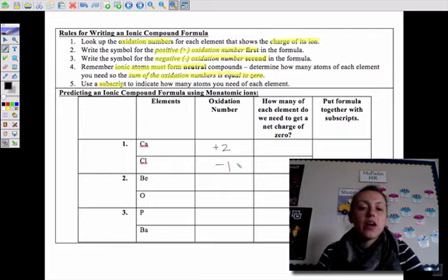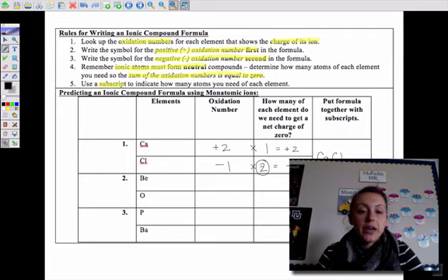Now, I have to think to myself, how can I get this to be neutral? And my answer is, well, I need 2 of these. I'd have 1 calcium, which would be +2 as an overall charge. But if I had 2 chlorines, that means I would have a -2. And +2 minus 2 is 0. So I would need 1 calcium atom and 2 chlorine atoms in order to get a neutral compound. So I have Ca, and I'm not going to put a subscript because I only have 1. And then Cl, and because I need 2 of them, I'm going to put a little 2 down here as a subscript.